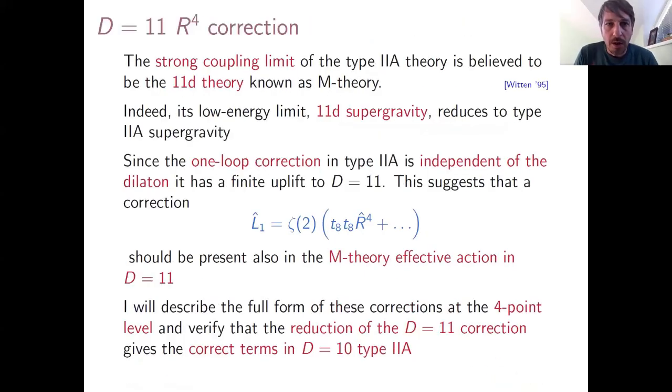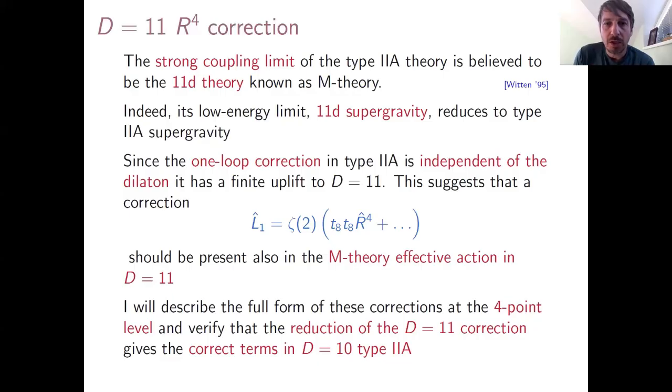Okay, so it's believed that the strong coupling limit of type 2A theory is an 11-dimensional theory, which has become known as M theory. This is a famous paper by Witten in 95. And the low energy limit of that 11-dimensional theory, which is supposed to be 11-dimensional supergravity, it's not hard to see that it reduces to type 2A supergravity with a suitable dimensional reduction ansatz, which we'll come back to what it looks like.